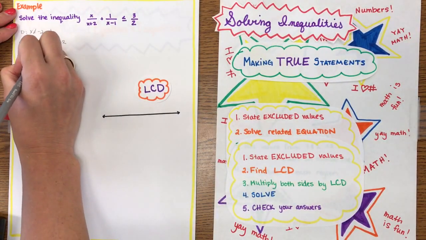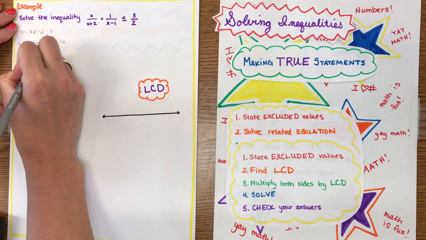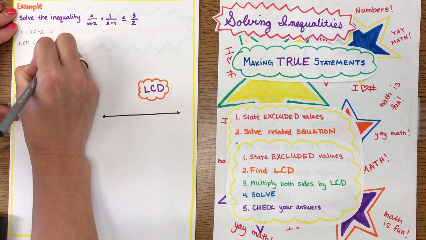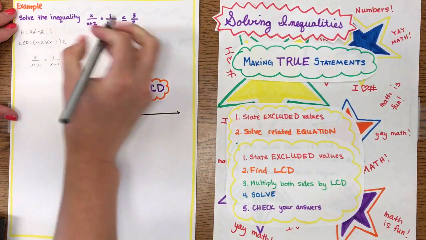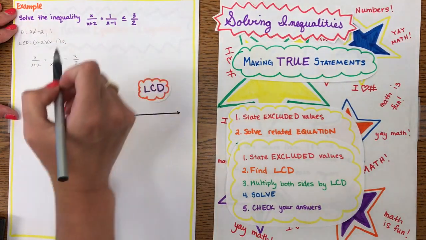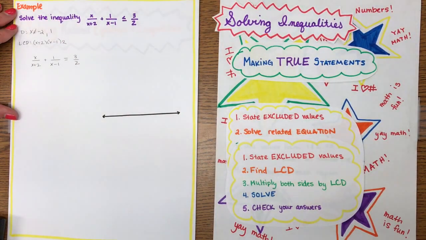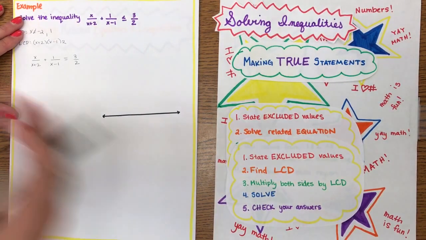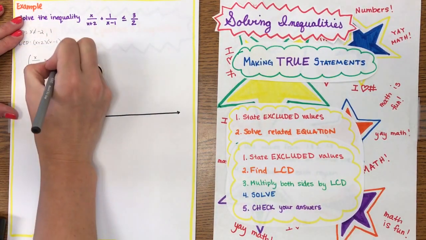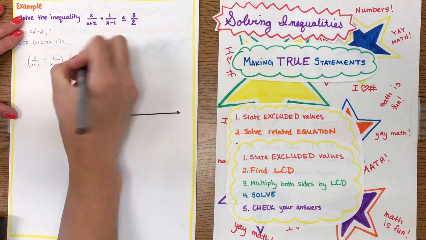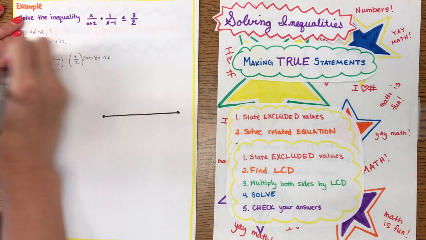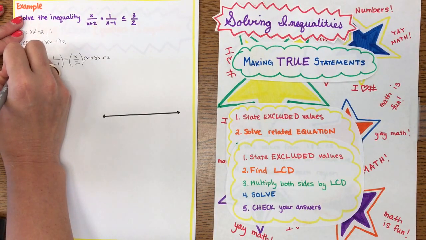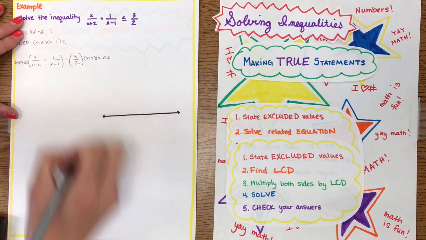Solving my related equation. The equation is x over x plus 2 plus 1 over x minus 1 is equal to 3 halves, just replacing that inequality symbol with an equal sign. I'm going to multiply both sides by that least common denominator, so that's x plus 2 times x minus 1 times 2 on each side.